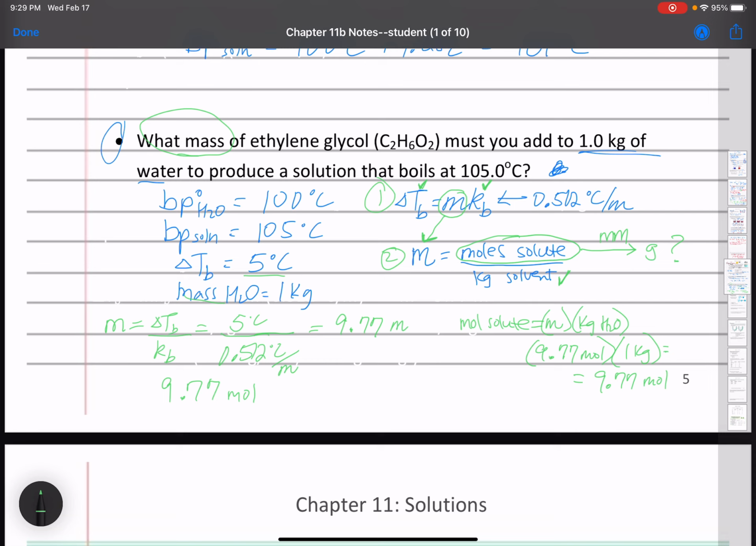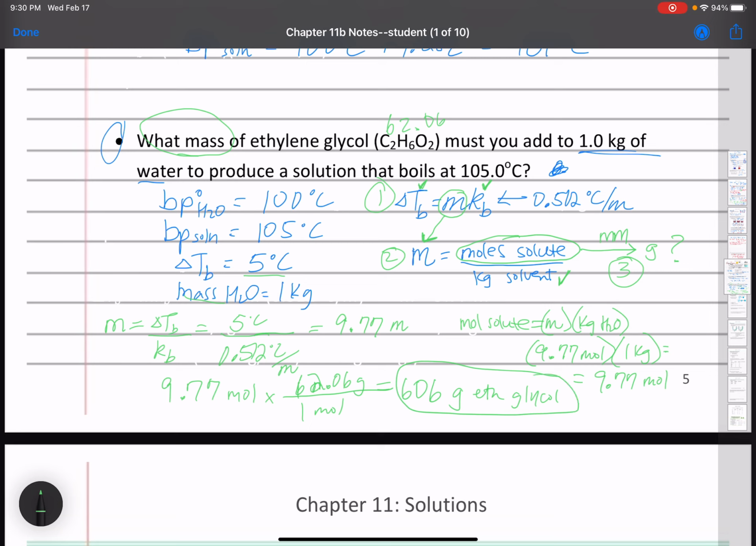All right, and then lastly, if I have 9.77 moles, the third thing I'm going to do is multiply it by the molar mass to get the mass of ethylene glycol. So 1 mole of ethylene glycol, which I can calculate the molar mass, and it is 62.06 grams, equals 606 grams of ethylene glycol.